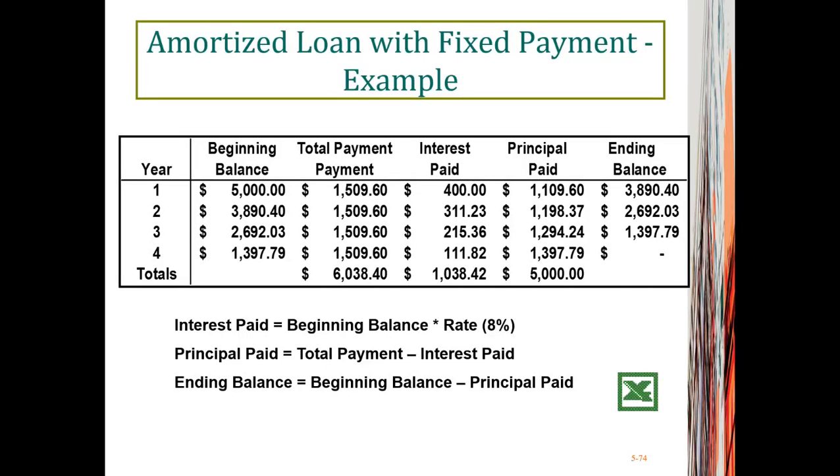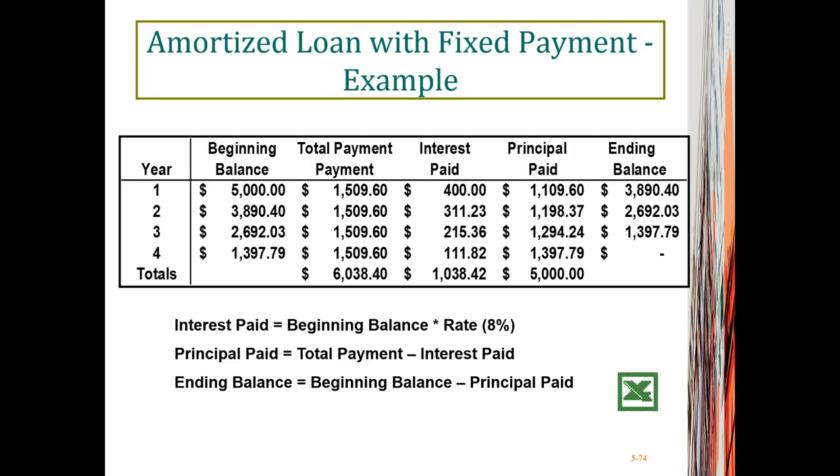And here is the table showing you the amortization schedule for this 4-year loan. For this 4-year loan, your yearly payment is $1,509.60. For every year, it's the same amount, but within every payment, you will see different amounts for interest and principal payments. For your first year payment, your principal payment is $1,100 and your interest payment is $400.